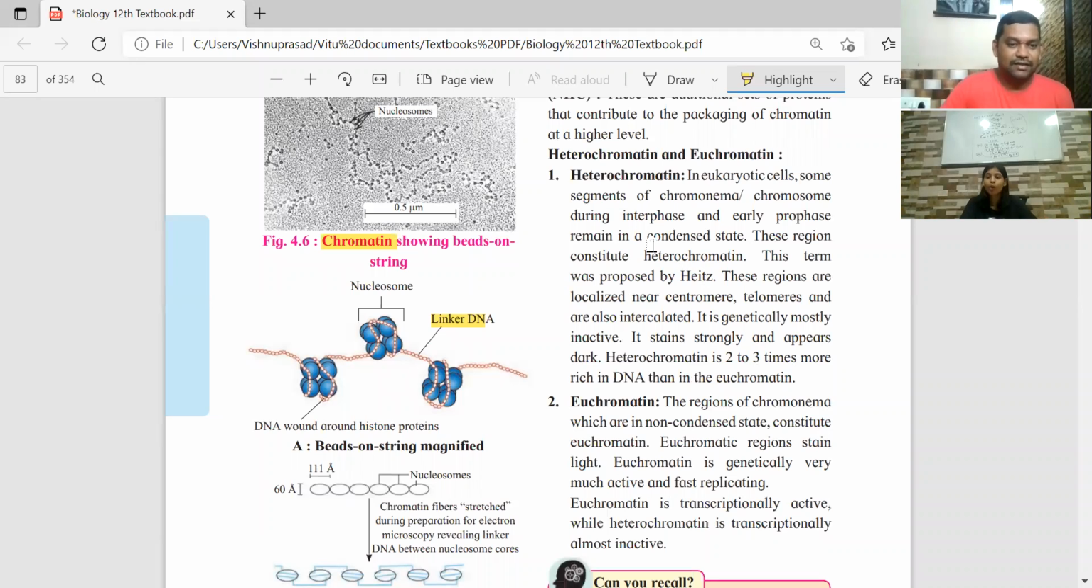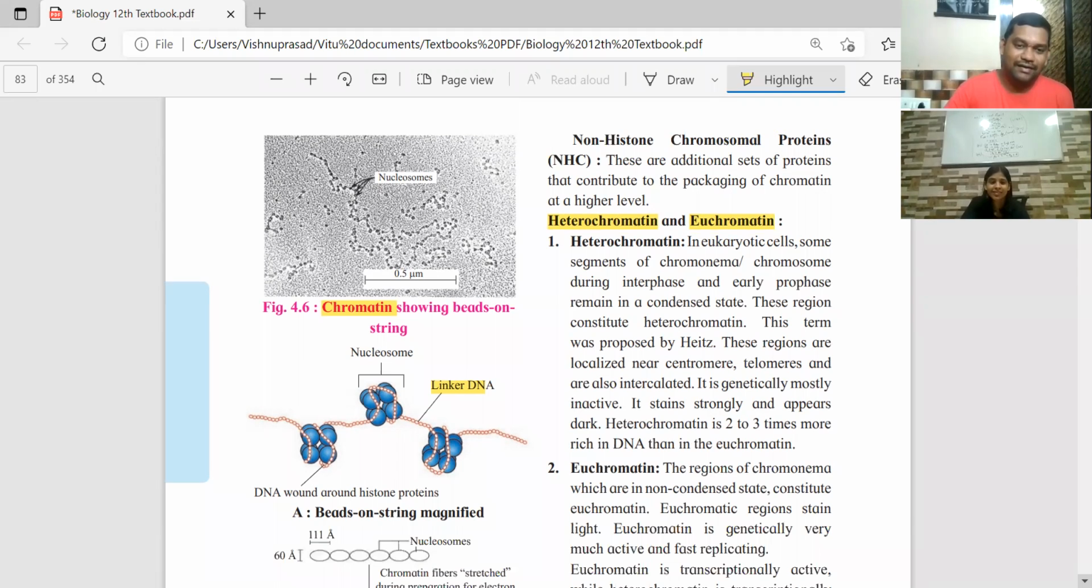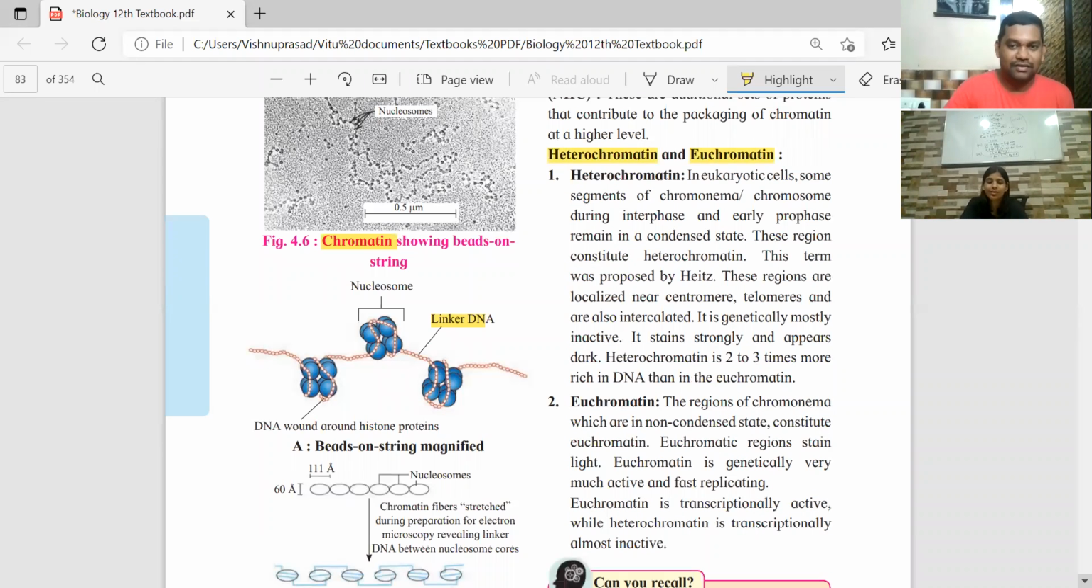So that NHC is of two types: heterochromatin and euchromatin. See, in a eukaryotic cell, during the interphase, some of the chromatin material remains in a condensed state or inactive state.